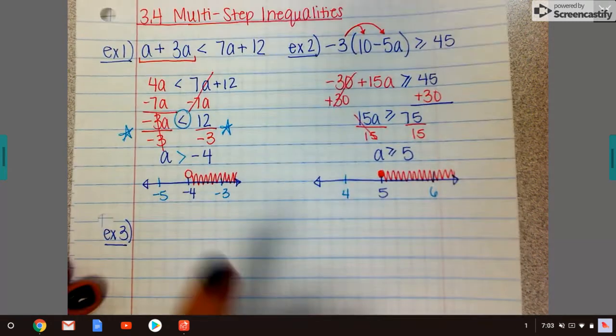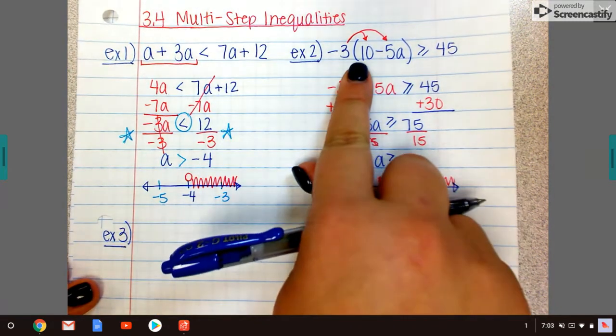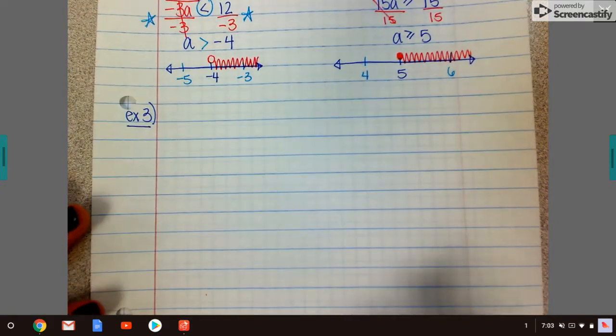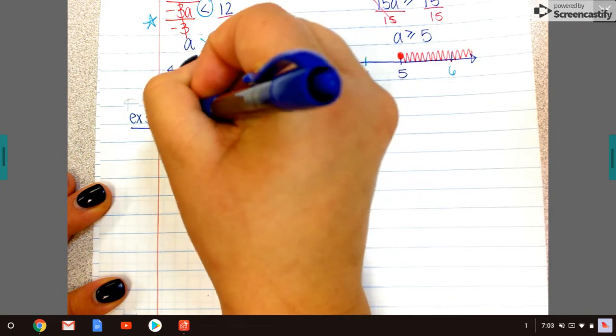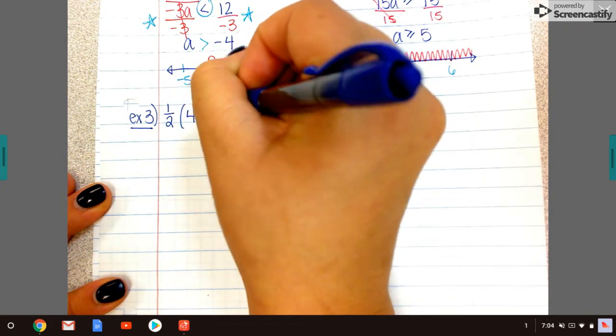All right, so I did one with variables on both sides, one with distributing. This time I'm going to do a combination of the two. So variables on both sides and distributing. Oh my gosh, and there's a fraction. What are we going to do?